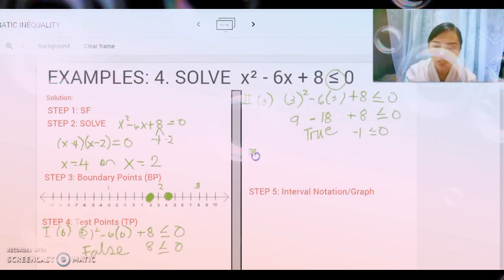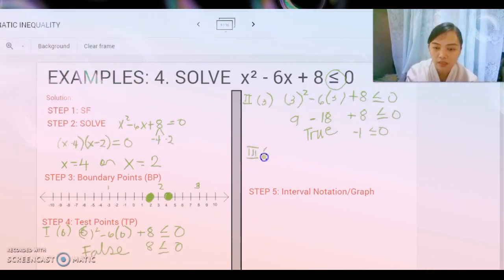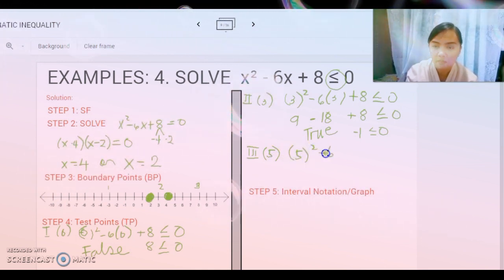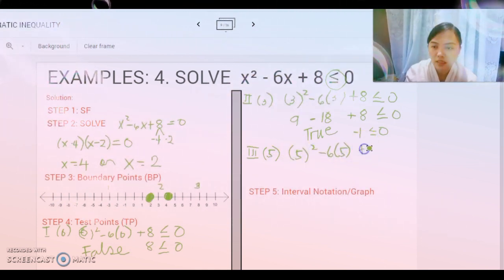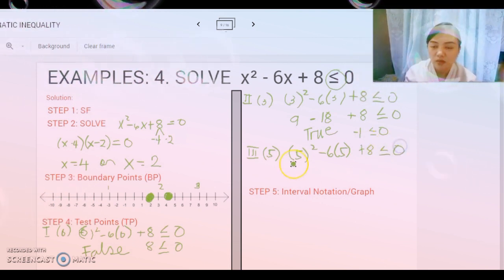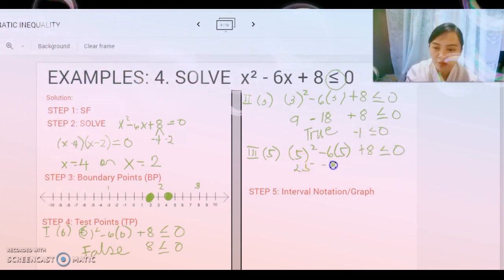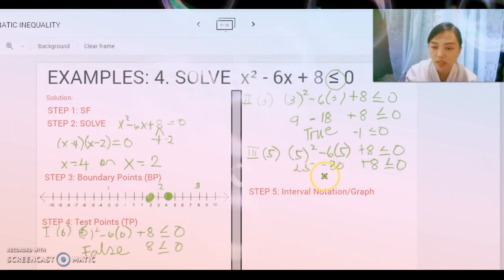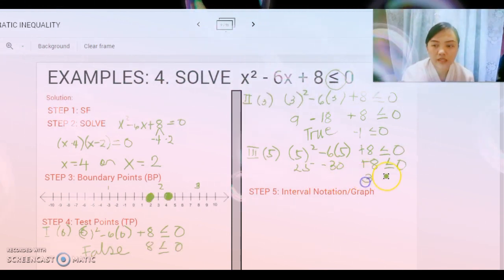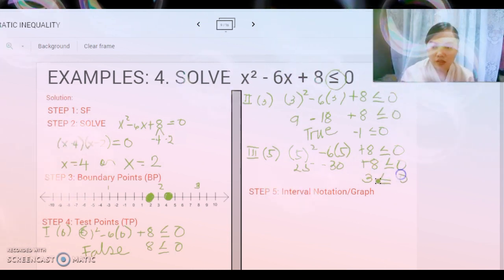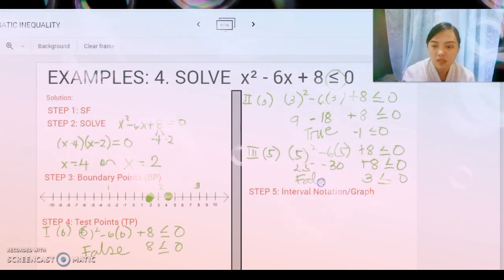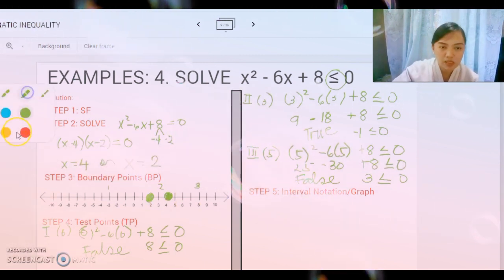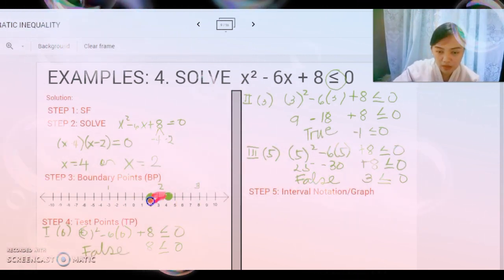And last, we have region 3. Gamitin natin is the positive 5. So we have 5 squared minus 6 times 5 plus 8 is less than or equal to 0. So 25 minus 30 plus 8 is less than or equal to 0. 25 minus 30 is negative 5 plus 8, we have positive 3 less than or equal to 0, which is false. So therefore, our interval notation, since ang tama lang dito is itong region 2, tama?